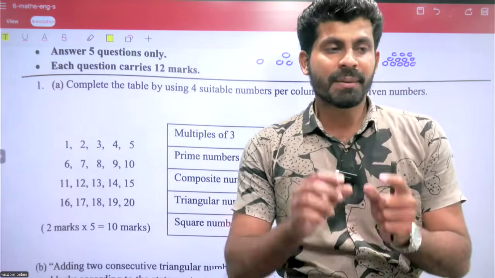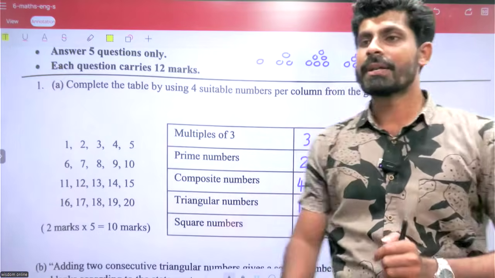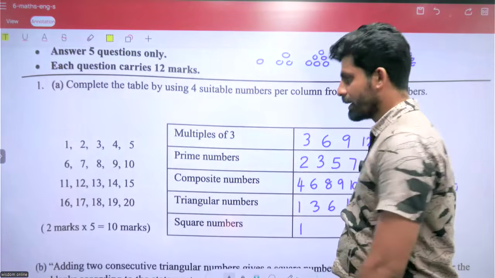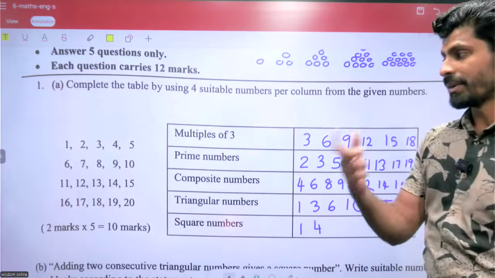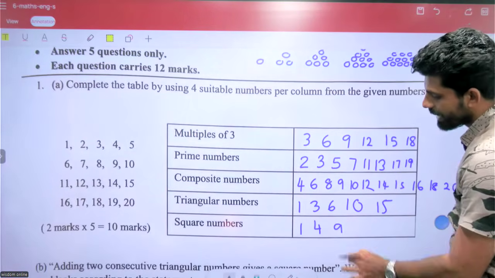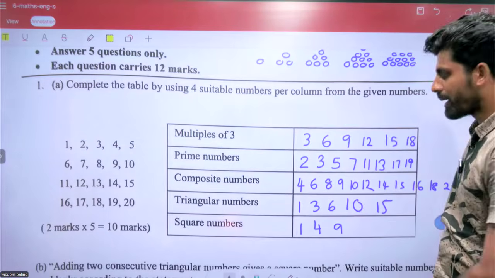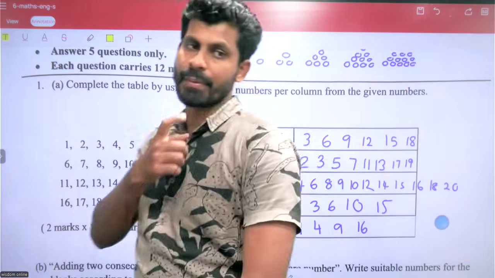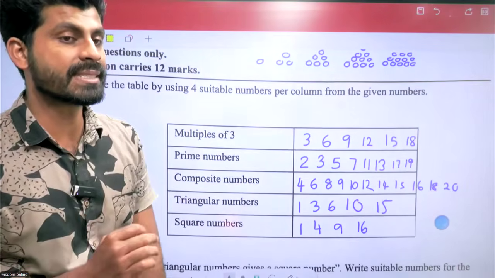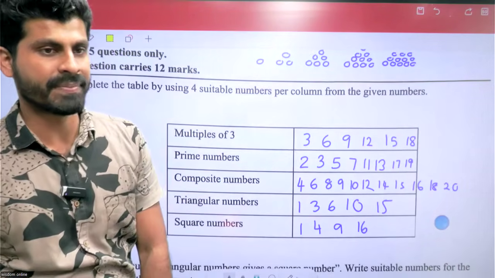Square numbers means 1 multiplied by 1. 1 is a square number. 2 multiplied by 2, 4 is a square number. 3 multiplied by 3, 9 is a square number. 4 multiplied by 4, 16 is a square number. 1, 4, 9, 16, all those are the square numbers.